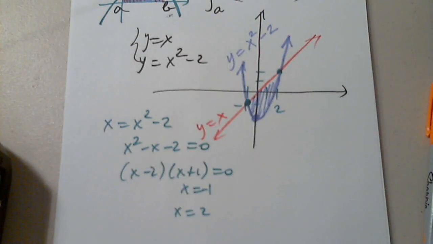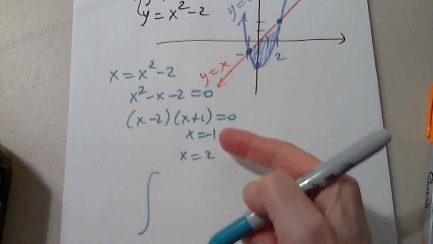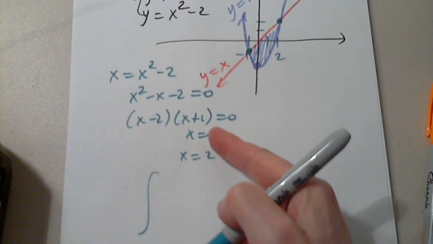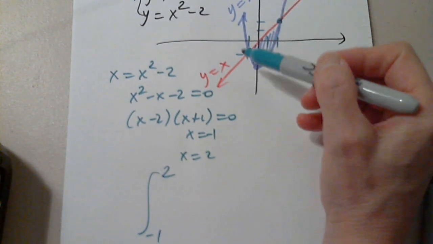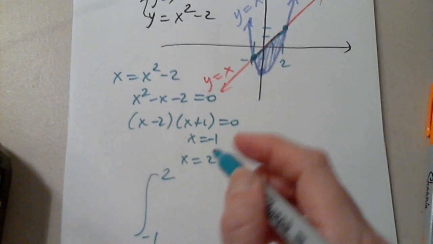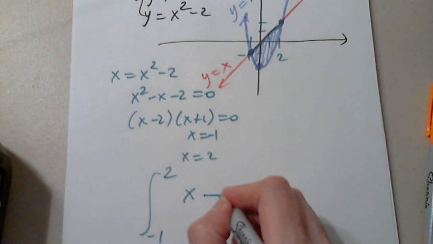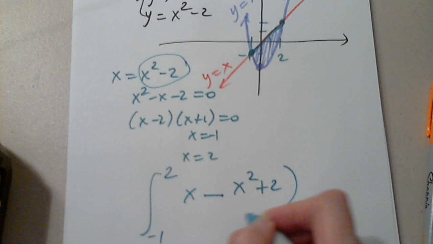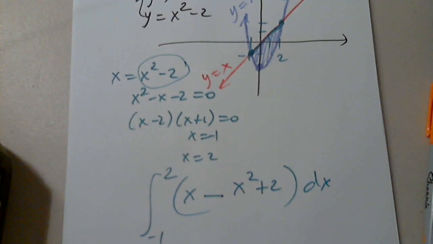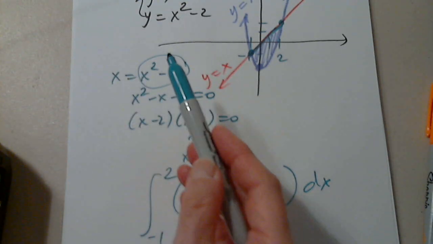Okay, perfect. So then it would be the integral from 2 to -1. Careful. -1 to 2. From above, x, minus below, x squared minus 2, dx. Remember, when I distribute, this becomes negative. When I distribute, this becomes positive.